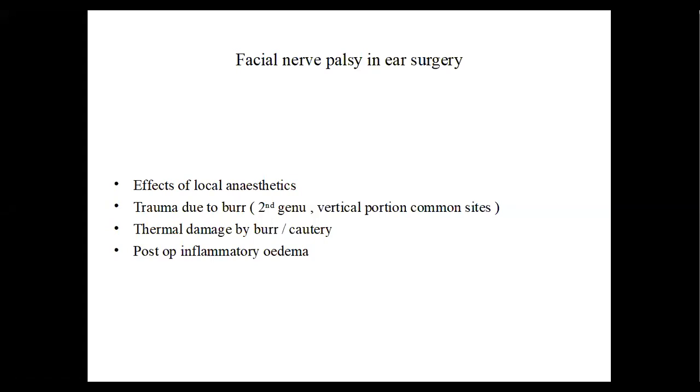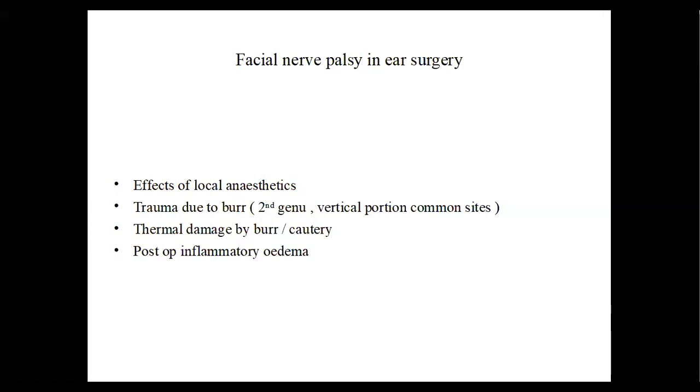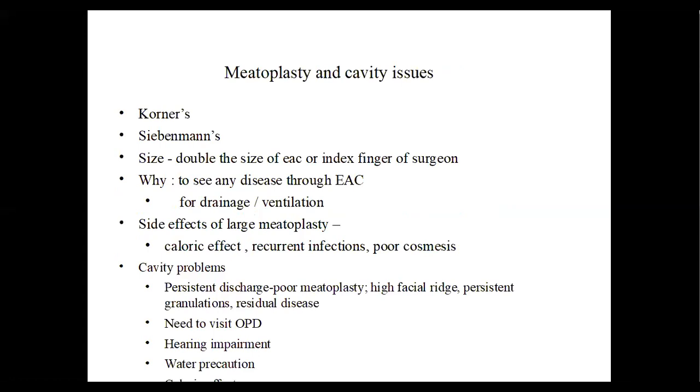Then various other causes, not the direct effect, but the indirect effect by the heat of the drill bit. Commonly the diamond burr releases a lot of heat that causes thermal damage to the facial nerve, or even the use of cautery can damage the facial nerve. Then if you have not injured the facial nerve directly in the surgery, there is a possibility of post-op inflammation which causes compression and leads to facial paresis in the post-op period. So these are the various causes of facial palsy you can expect in ear surgery.